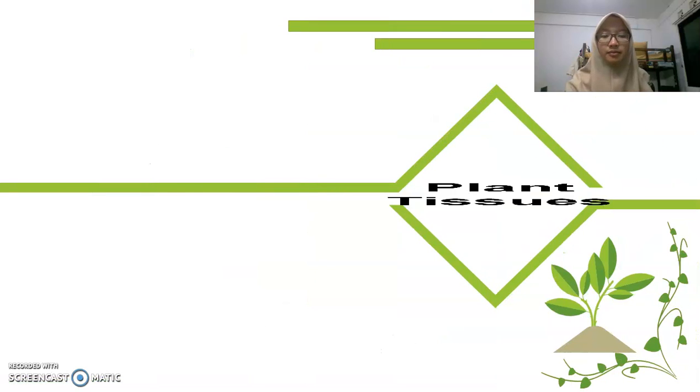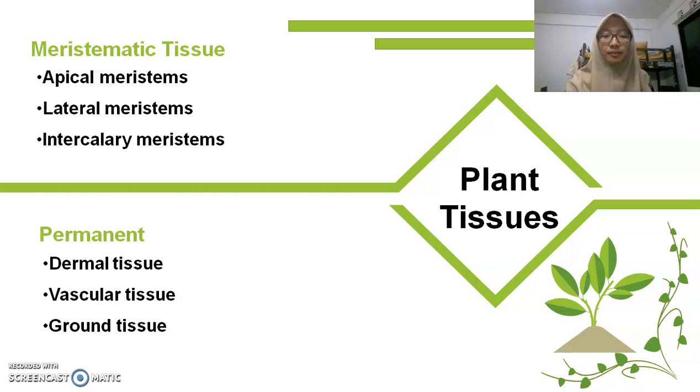The next is plant tissue. Plants are multicellular eukaryotes with tissue systems made of various cell types that carry out specific functions. The plant's tissue system falls into two general types. There are meristematic tissue and permanent tissue. Meristematic tissues are either undifferentiated or incompletely differentiated, and they continue to divide and contribute to the growth of the plant. Then permanent tissue consists of plant cells that are no longer actively dividing.